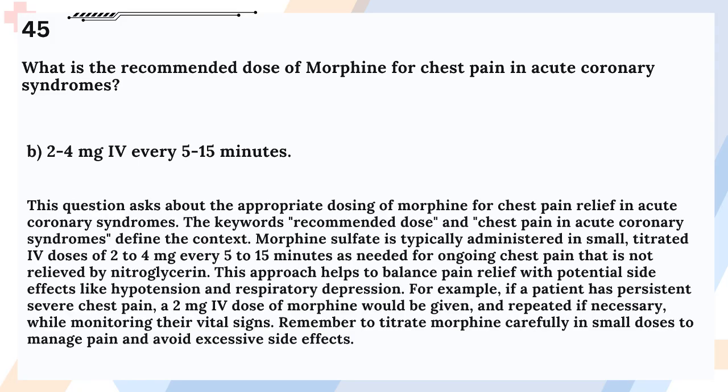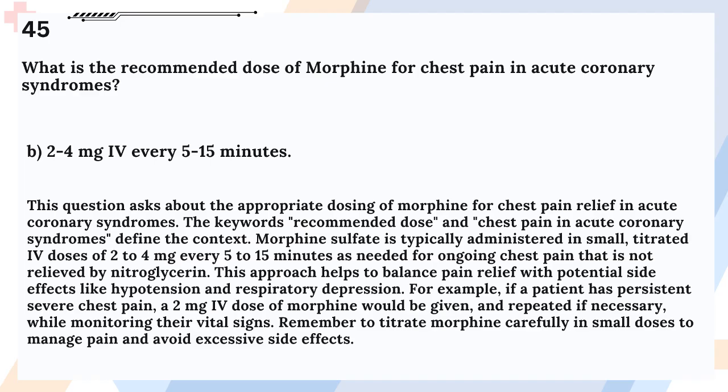Answer B. 2 to 4 mg every 5 to 15 minutes. This question asks about the appropriate dosing of morphine for chest pain relief in acute coronary syndromes. The keywords recommended dose and chest pain in acute coronary syndromes define the context. Morphine sulfate is typically administered in small, titrated IV doses of 2 to 4 mg every 5 to 15 minutes as needed for ongoing chest pain that is not relieved by nitroglycerin.